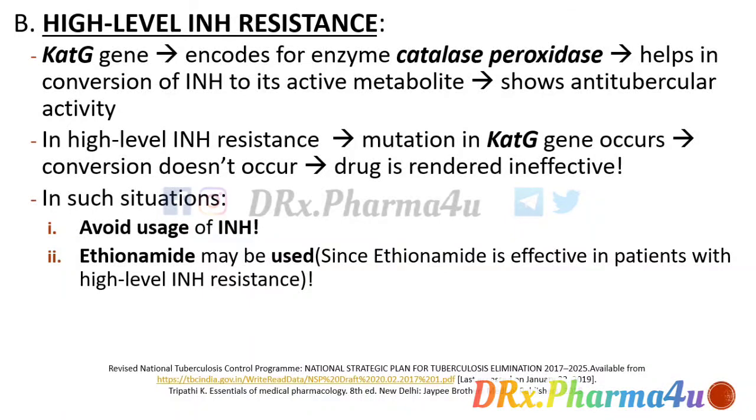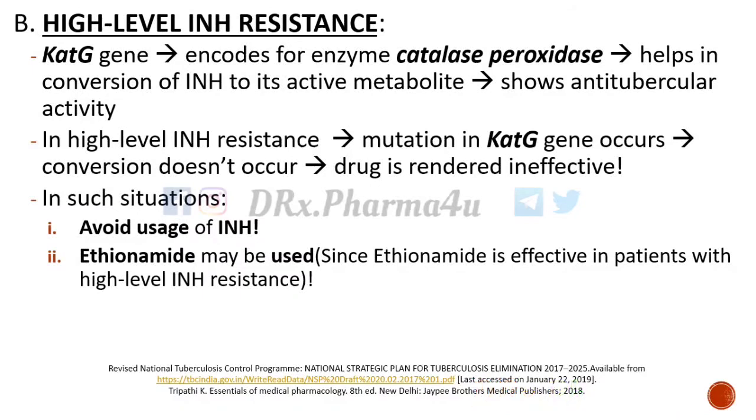So obviously, if the metabolism of a prodrug does not happen, the active metabolite will never be released. If the active metabolite is not released, the drug will never be able to show its activity. That is why in high level isoniazid resistance, we cannot use isoniazid even at high dose, because the conversion will never take place. But interestingly, in this condition, ethionamide can be used, because it is effective in patients with high-level isoniazid resistance. There is no risk of cross-resistance.